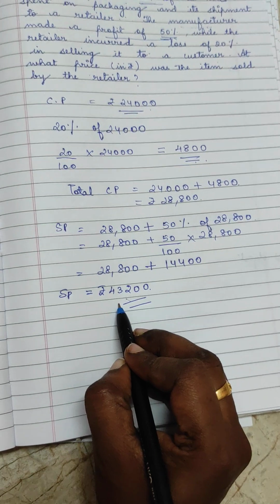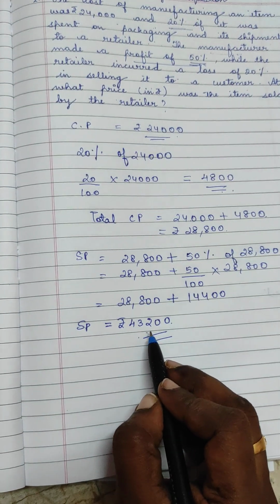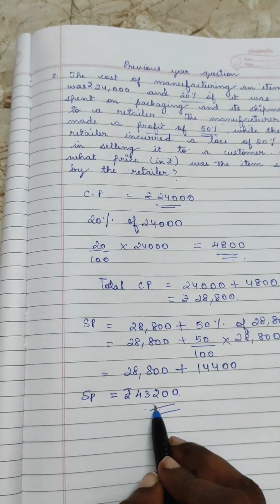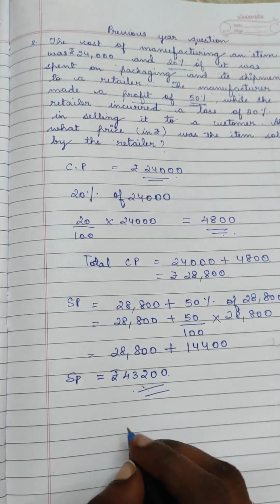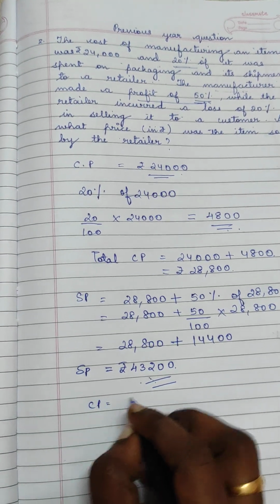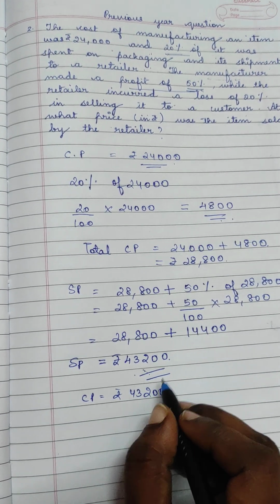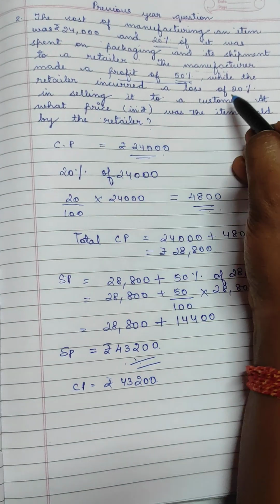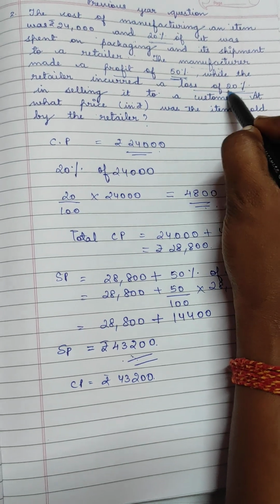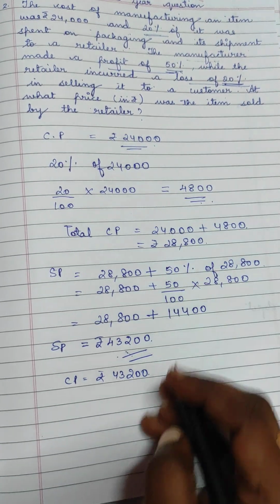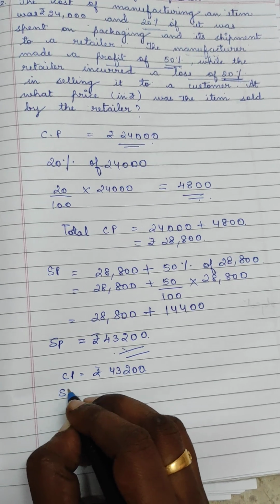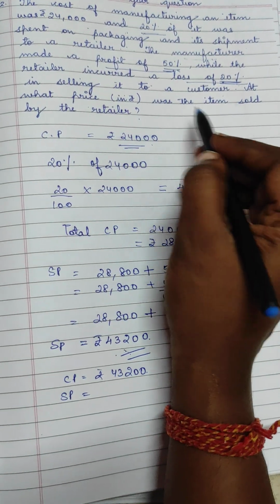So this is the selling price for the manufacturer, but this will be the cost price for the retailer who purchased it. So the cost price of the retailer will be rupees 43,200, but the retailer sold it at a loss of 20%. So with a loss of 20%, what will be the selling price of the retailer? That you have to find out.